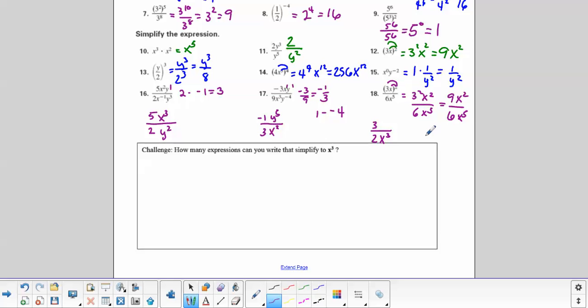In the last section, you should see how many expressions you can write that will simplify to x to the 3rd. See if you can get some examples with each operation, a multiplication example, a division example, a power to a power example, and maybe a more complicated example.